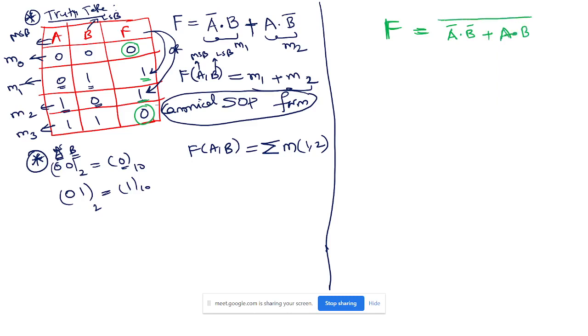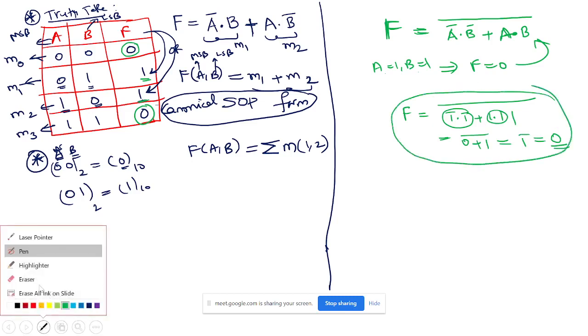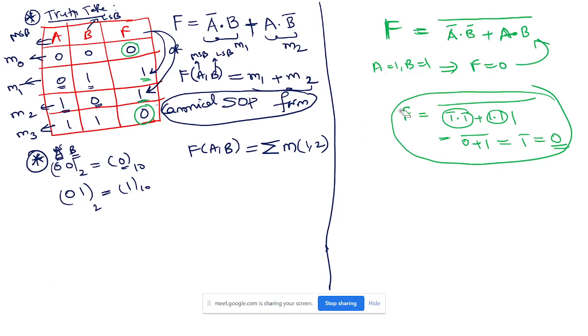What I did is a complement. Now let's say for example, you take A equal to 1, B equal to 1. This should give you F equal to 0. Let's see whether it is coming here or not. If I put A equal to 1, B equal to 1, what will happen? 1 complement and 1 complement plus 1 and 1. You know this is 0, this is 1, 0 plus 1 whole complement, that is equal to 0. That's it. So simple. Whether I write in terms of ones or in terms of zeros, how does it matter? Finally, the logical value is matching, right?